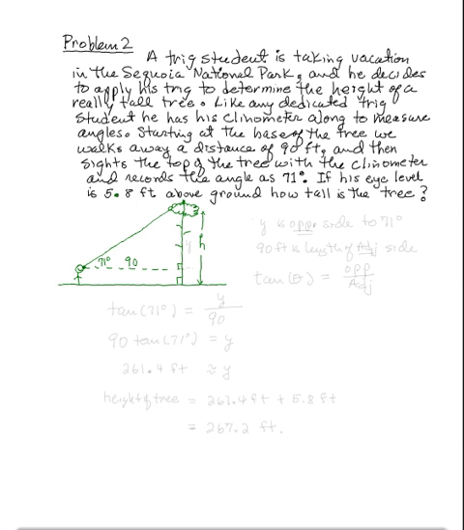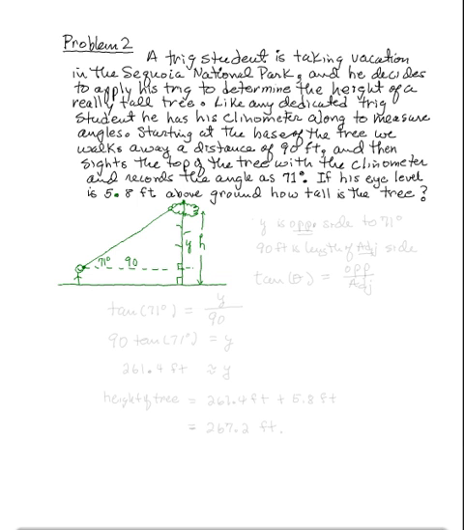Now, the height of the tree is going to be the height from the top of the tree down to the eye level, plus the distance from the eye level down to the ground. So I'll call that first distance from the top of the tree to the eye level, I'll call that y. And then h will just be y plus his 5.8 feet up to his eye from the ground. So the real problem, the trig problem, is to actually solve for y.